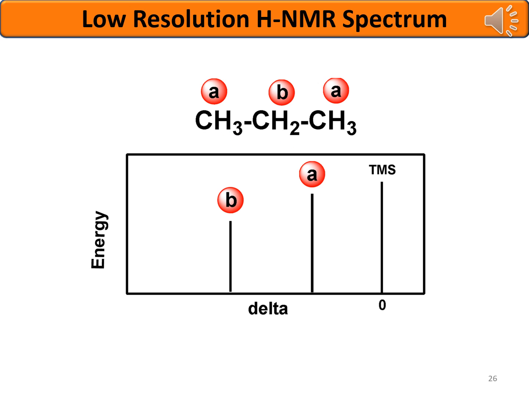Another example is CH3CH2CH3. This compound has two similar CH3 groups with a similar chemical environment. So the two CH3 groups should be treated as one. Thus, this compound has only two types of protons, A and B. And to arrange these protons according to their delta value, here we consider the number of protons. The B proton has fewer protons, so its delta value is higher than the CH3 proton.